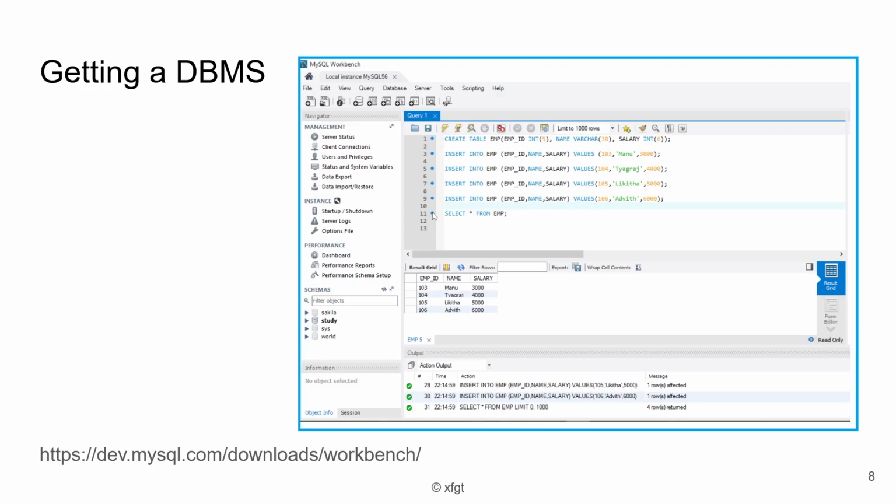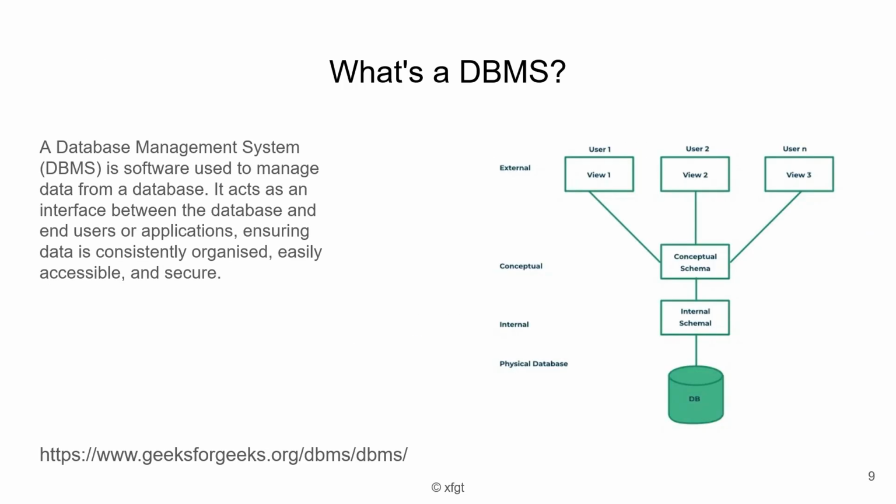Let's first define what's a DBMS. A DBMS is a database management system, which is a software used to manage data from a database. It acts like an interface between the database and users or applications, ensuring data is consistently organized, easily accessible, and secure. That's the formal definition. Database has an internal schema, and there are some advantages to using the database rather than the traditional way of using, for example, Excel files and so on.